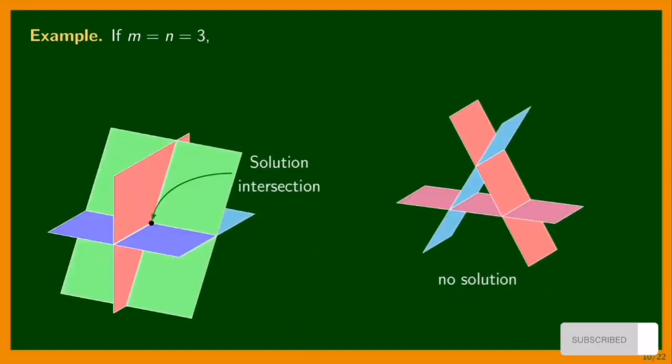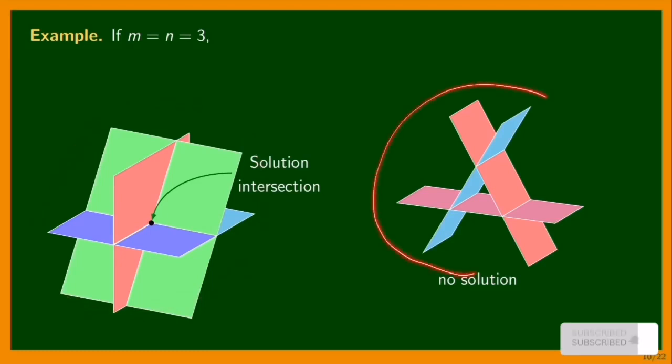Of course, in the case where m and n are 3, each linear equation in 3 unknowns is geometrically represented by a flat plane in a 3-dimensional space. So for example, the figure on the left represents a 3 by 3 linear system wherein each equation is a plane, and these planes intersect at a unique point. Hence, in this case, the system has a unique solution.